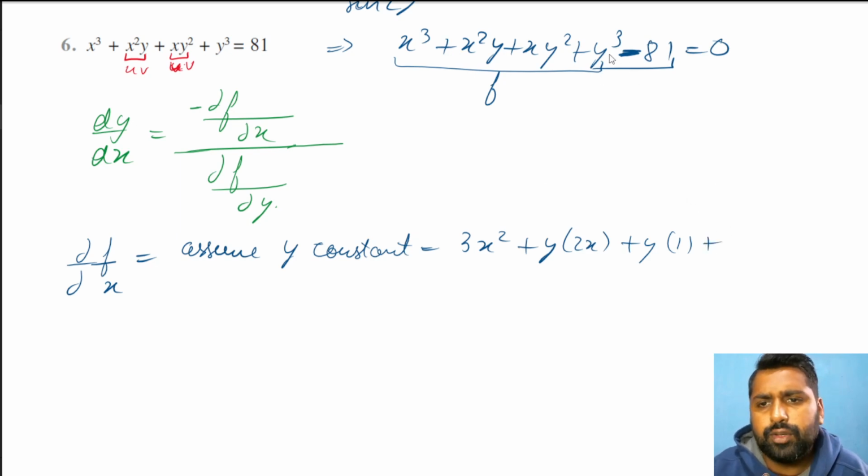Plus y cube is constant. See, y is constant, so the cube of it will also be a constant. So differentiation of y cube will be 0. That's the meaning of partial derivative. Constant differentiation is again 0.